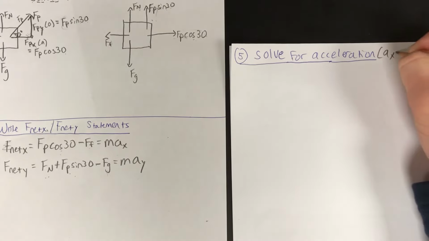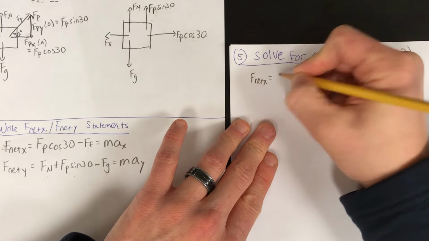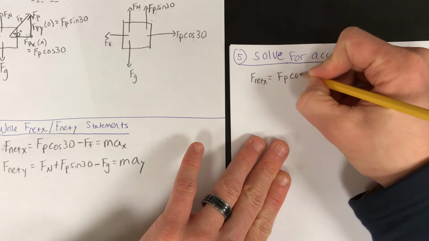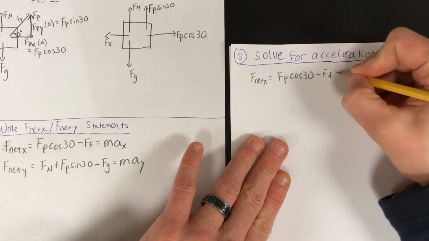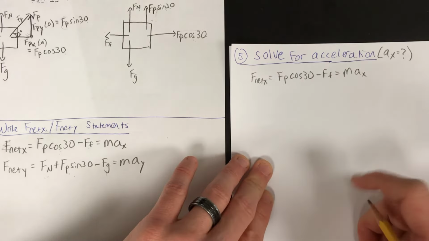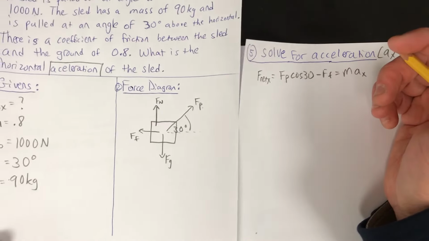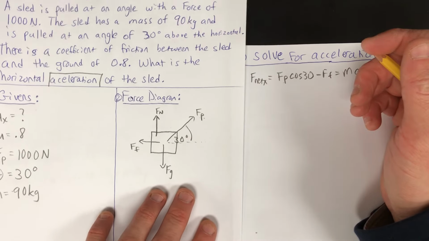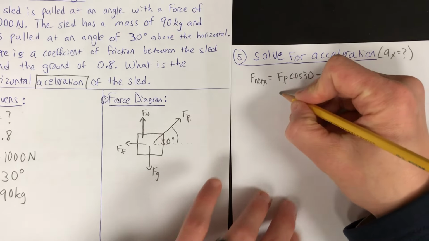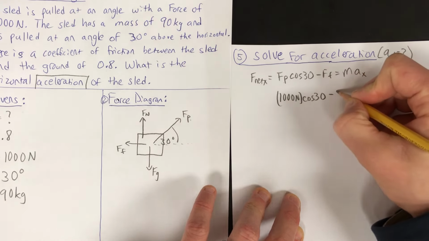Which acceleration are we solving for? Ax. So if we look at our F net x statement, we're just trying to plug in and solve now. Fp cos 30, Ff. I'm going to rewrite the statement for F net x and see if I have enough to solve for the acceleration. Let's look back at our list of givens. We know what Fp is, so we can plug that in. That's 1,000 newtons times the cosine of 30, don't forget that.